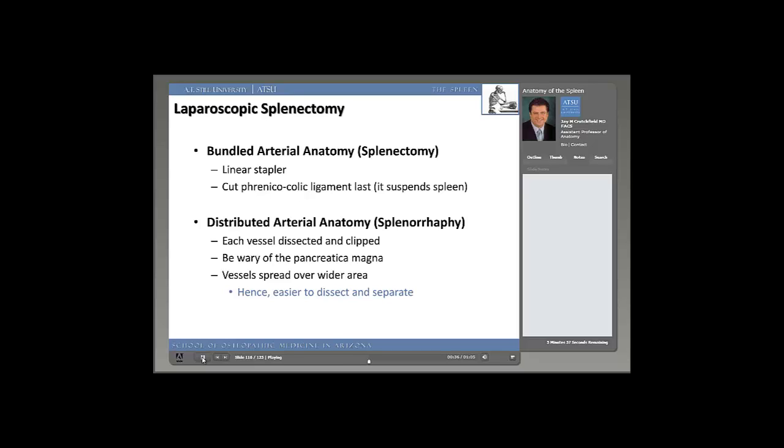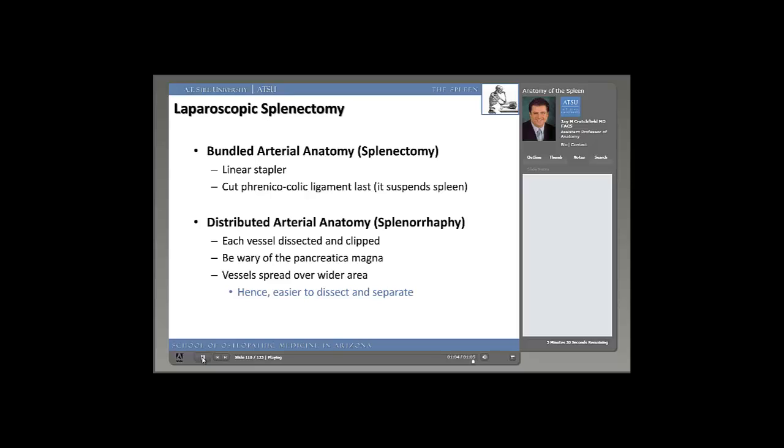The more widely distributed arterial anatomy is more appropriate for a splenorrhaphy, but again, the surgeon must be careful not to bag the artery going to the pancreas. A distributed arterial anatomy is more appropriate if the surgeon desires a partial splenectomy and tries to leave a portion of the spleen. A video of a partial splenectomy and a laparoscopic splenectomy is coming up.